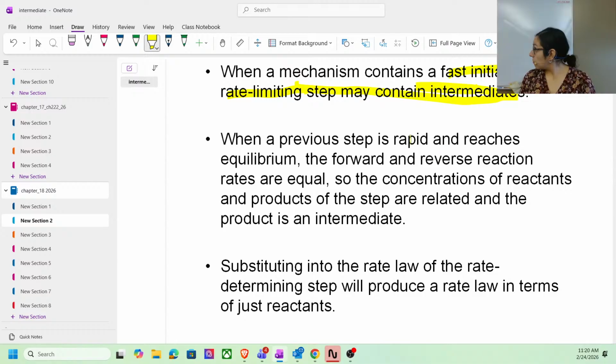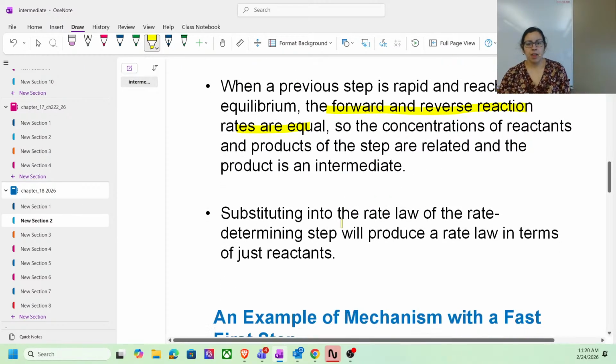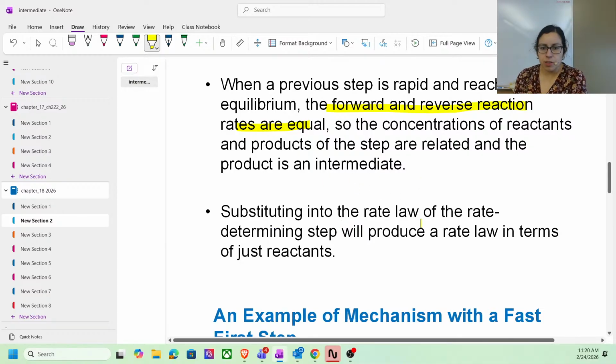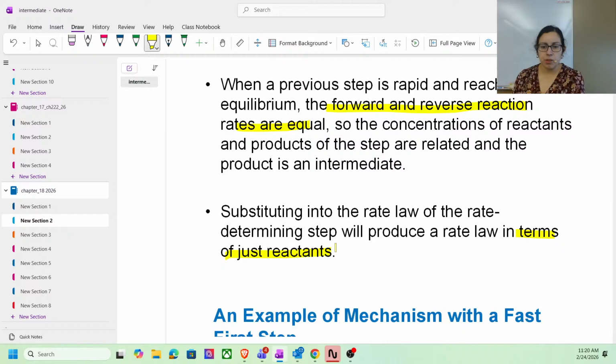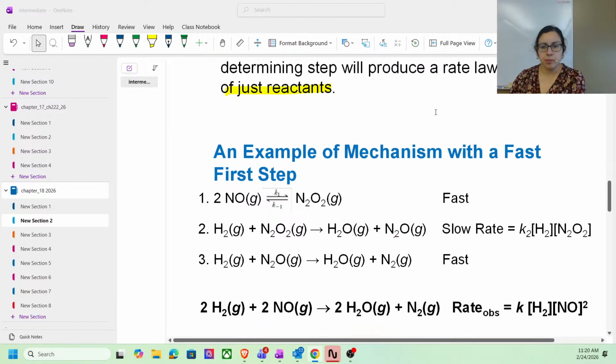And so the key that we'll use is this. When a previous step is rapid and reaches equilibrium, the forward and reverse reaction rates are equal. So the concentrations of reactants and products of the step are related, and the product is an intermediate. And so then we'll be able to substitute this into the rate law and get it in terms of just the reactant. And so we'll go through that together.